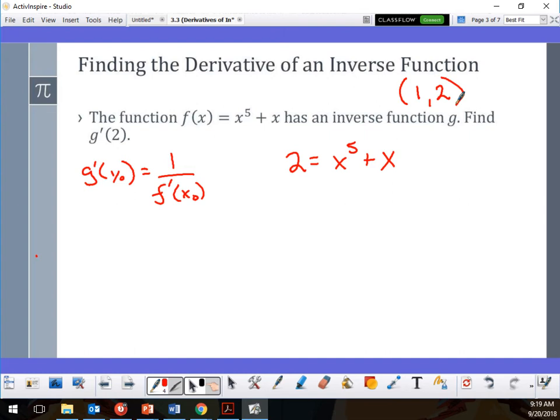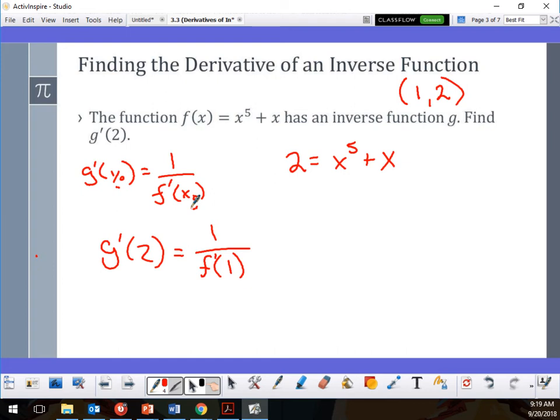So now, this is saying that I have to do g prime of 2. That would be the same as saying 1 over f prime of 1. Okay, that's why I said you had to pay attention to these pieces right here. You have to pay attention to those because this is the y, that's the x, right?